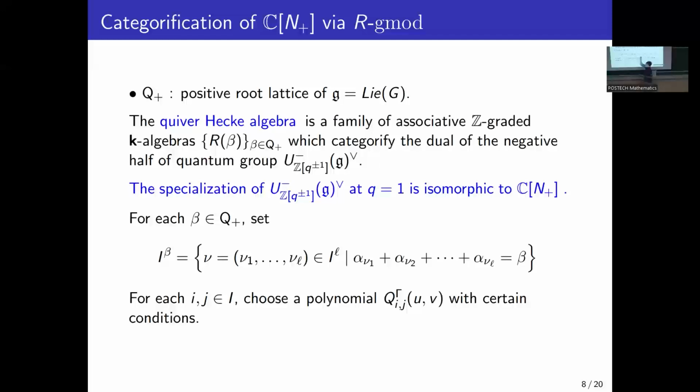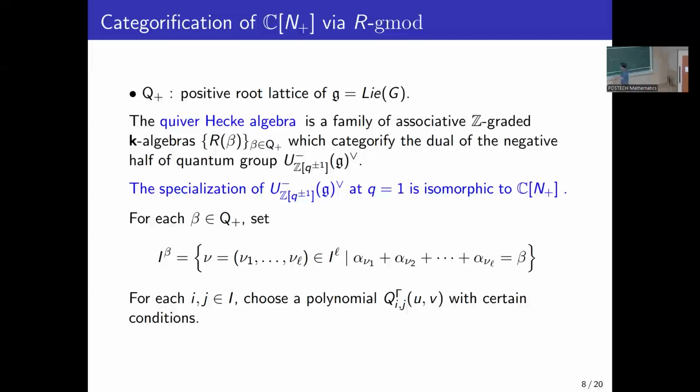So there are lots of associative algebras. Informally, we can say that this is defined as the categorization of the half of a quantum group in some sense. And one of the most important facts is that the specialization of the negative half of a quantum group at q equal one is isomorphic to the coordinate ring of the unipotent subgroup. So we need only this one. We don't need many things on the quantum groups.